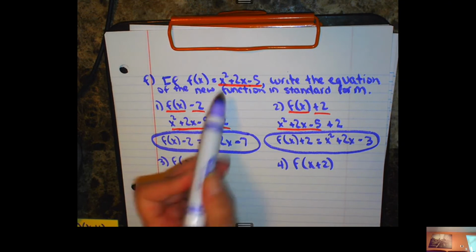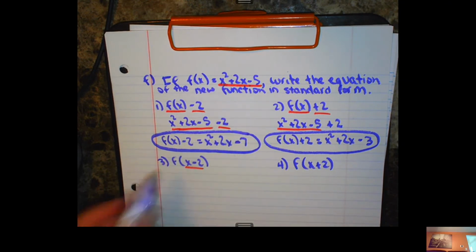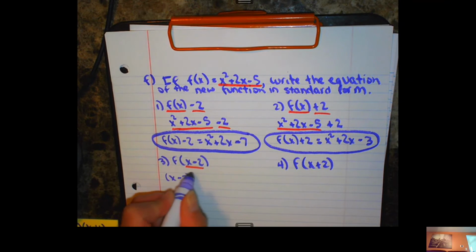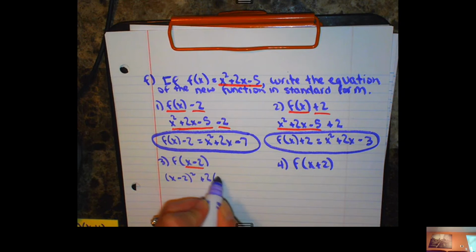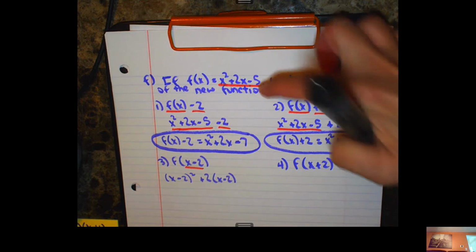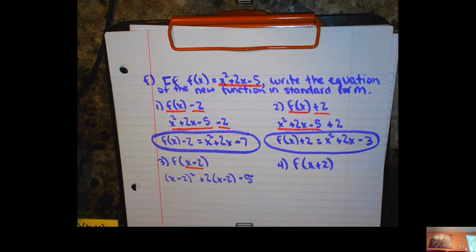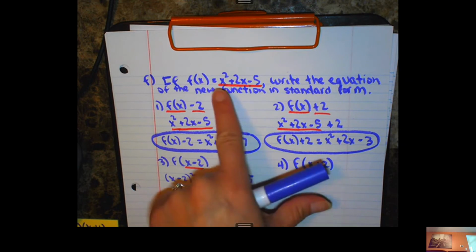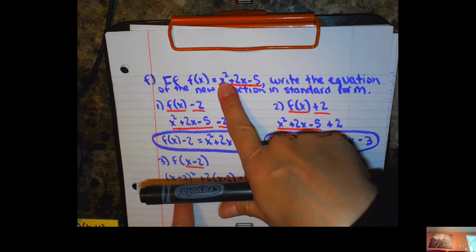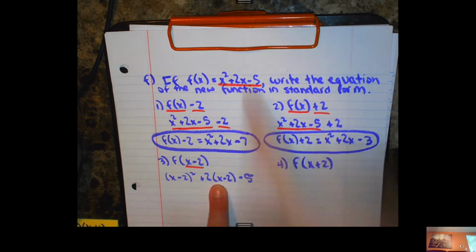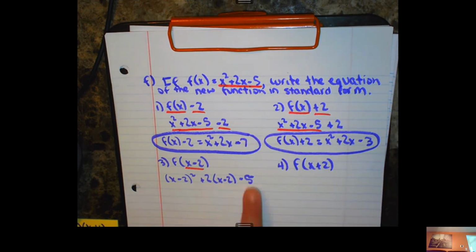So I'm going to take this right here. Instead of x squared, I'm going to write x minus 2 squared. Instead of plus 2 times x, I'm going to put plus 2 times x minus 2. And then I bring down the minus 5. Let me explain that again. If you see a number inside the parentheses with the x, that is what you're replacing the x with. So for every x in this function, notice we change it to x minus 2. So instead of x squared, x minus 2 squared. Instead of plus 2 times x, plus 2 times x minus 2. And then minus 5.